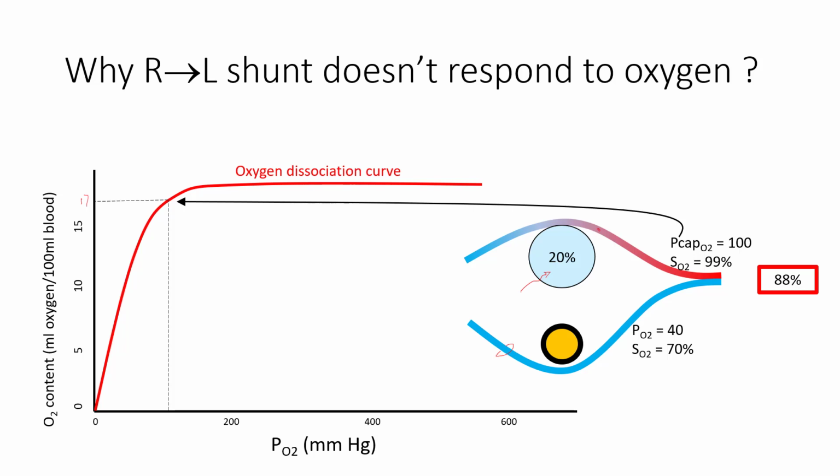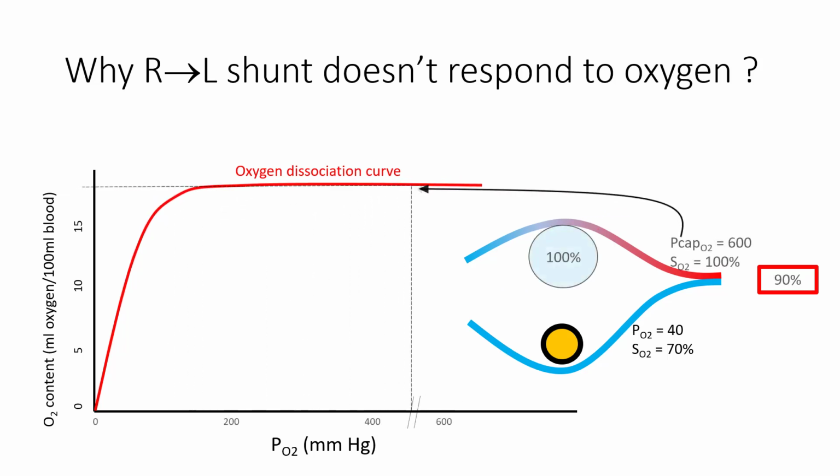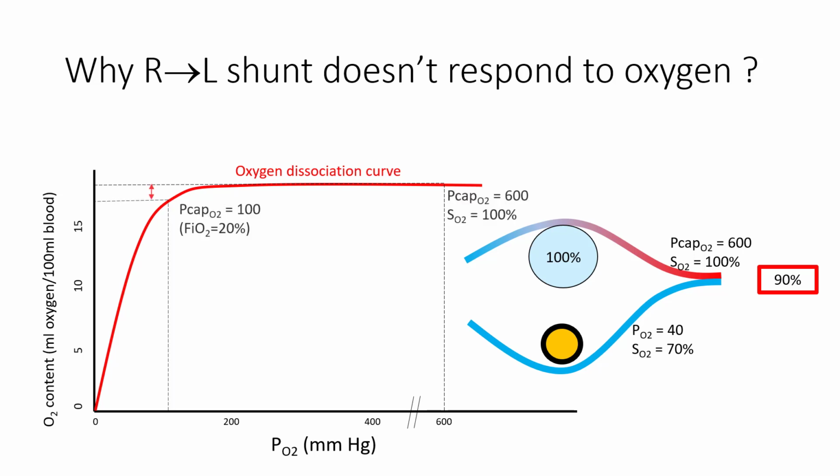Now let's give this patient 100% oxygen. Now your P capillaries are around 600 to 650, and you're at the top of the curve, and you can see that your oxygen carrying capacity has increased slightly from 17 to possibly 18 or 19. There is some increase in oxygen carrying capacity when you give them more oxygen, but that's pretty minimal, and that is coming from the normal alveoli. The shunted alveoli still doesn't count.